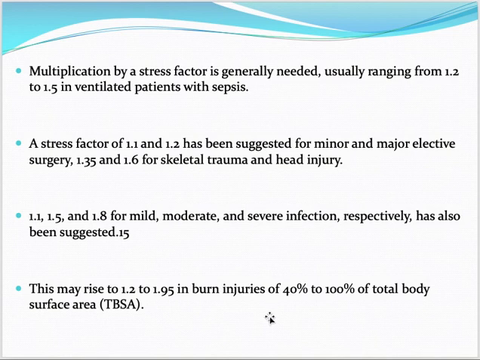In burn, what is there? Burn patients require double the energy, or double the calories, that they require in the normal state, right? So it's such a hypercatabolic state. So this thing can be used.